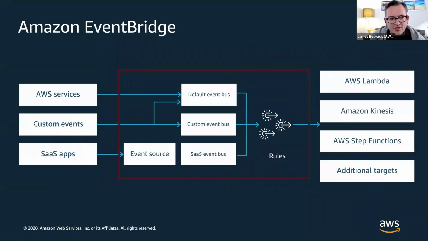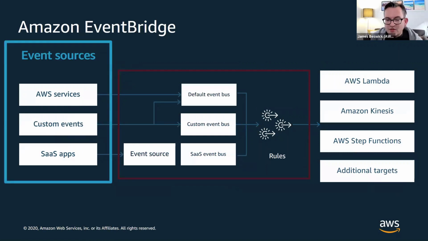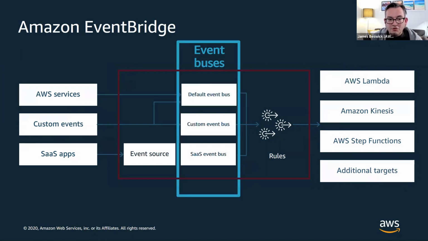So what does it actually look like? On the left-hand side, you have event sources. So these are AWS services, custom events, and SaaS providers. And then in the middle, you have your event bus. Every account has a default event bus that's there automatically. You have the option of creating your own custom event buses as well. And then if you're using SaaS integration, then you have partner event buses where those events will be arriving.